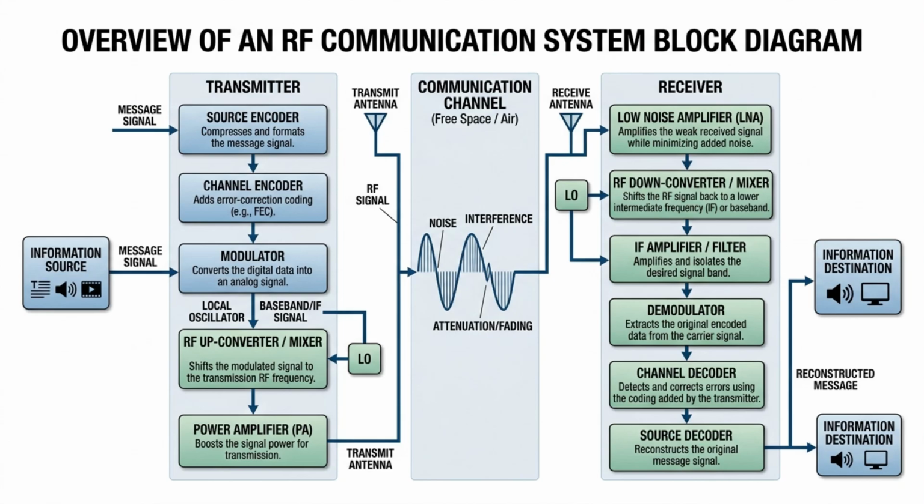When you make a phone call, stream a YouTube video, or connect to Wi-Fi, an incredible amount of signal processing happens behind the scenes. But despite the complexity of modern communication systems, they can all be represented using a surprisingly simple block diagram. Understanding this diagram is one of the most important steps toward becoming an RF engineer.